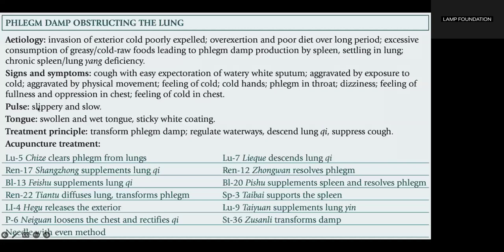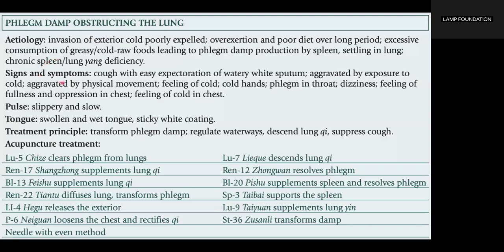So again, the etiology of phlegm damp obstructing the lung would be invasion of exterior cold, poorly expelled, overexertion and poor diet over a long period, excessive consumption of greasy or cold raw foods leading to phlegm damp production by the spleen, settling in the lung, chronic spleen or lung yang deficiency.